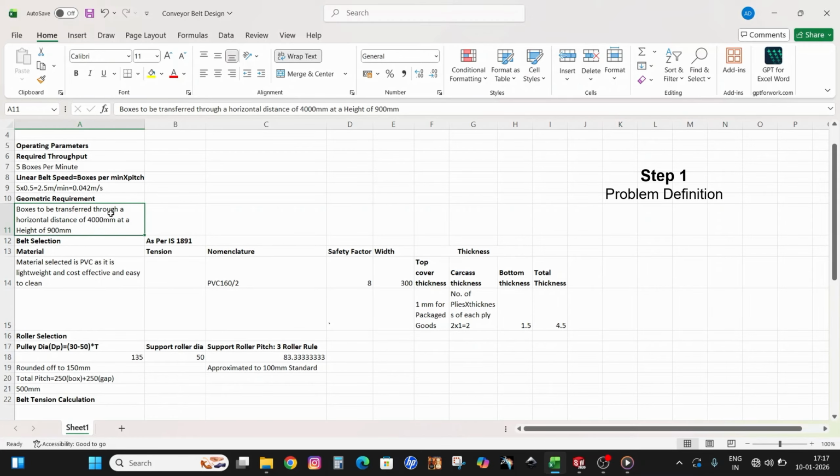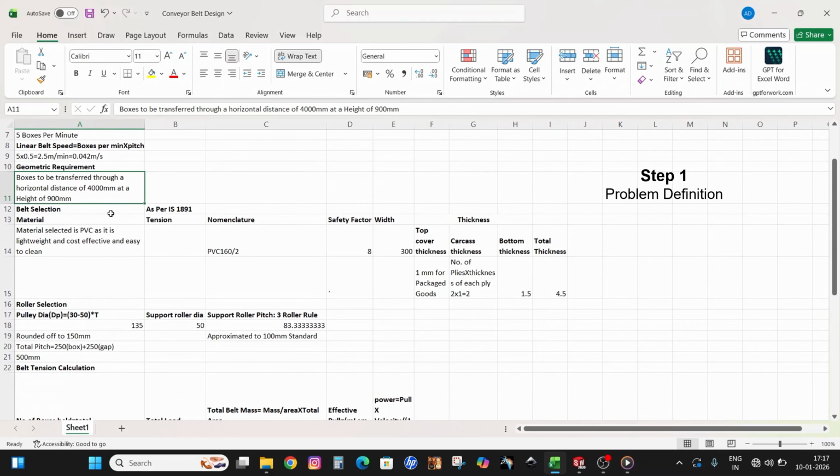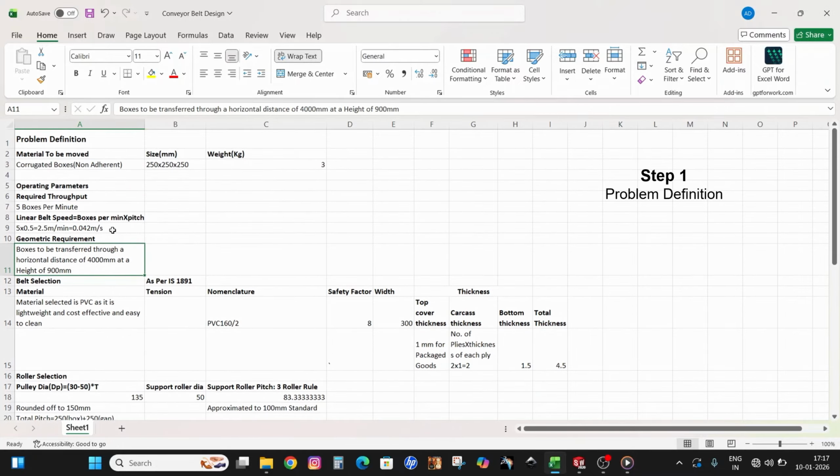The other requirement is the geometry requirement. The boxes need to be transferred through a distance of 4000 millimeter, that is 4 meter, from the first point to the second point, and at a height of 900 mm. So this concludes the requirement step of conveyor system design.